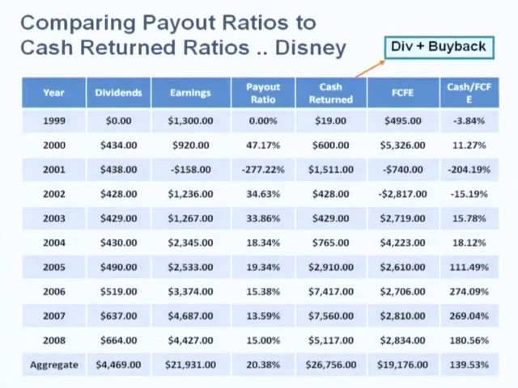And once you get FCFE, you compare it with the actual cash that Walt Disney paid out. The cash return you see is equal to dividends plus the buyback. So you can compare the actual cash return with the FCFE, which is the ability to pay: how much could the firm have paid as distribution. Compare with the cash return, and you see the difference.